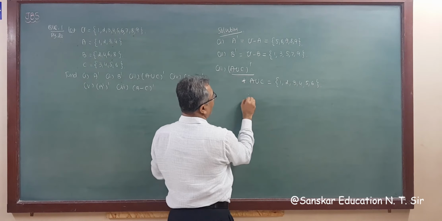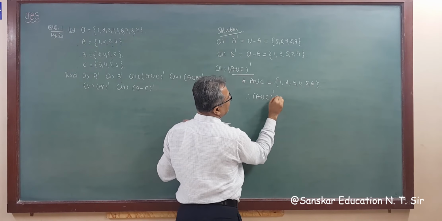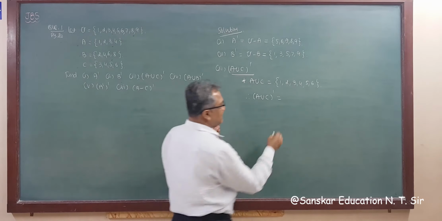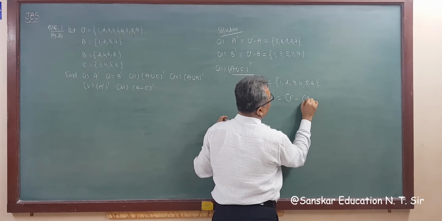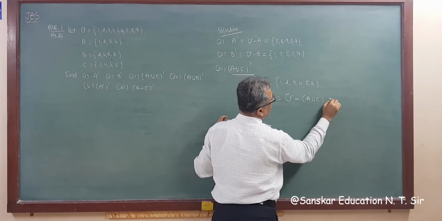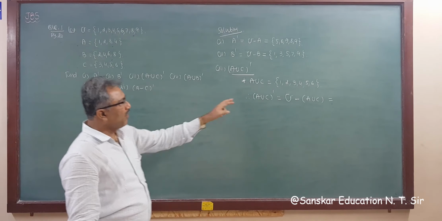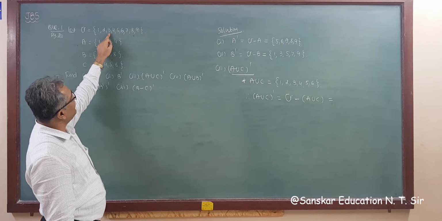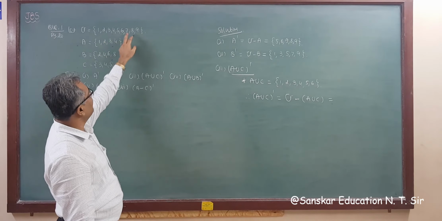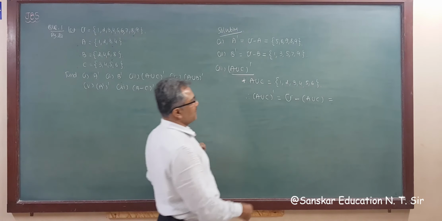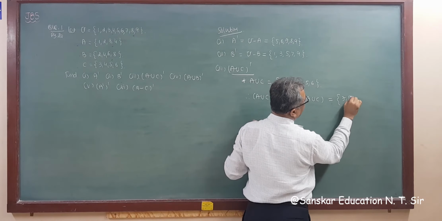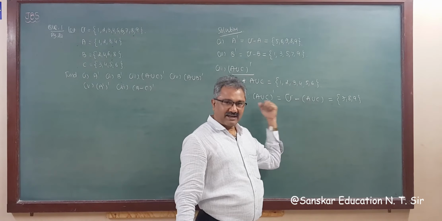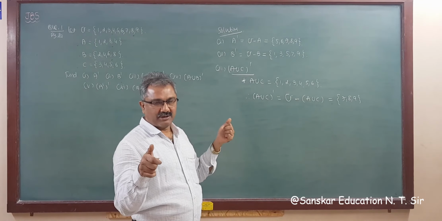So therefore A union C whole dash is equal to U minus A union C. That is the definition. So the answer will be, remove all elements of this A union C, that is 1 is there, 2 is there, 3 is there, 4, 5, 6. So only 7, 8 and 9. So the answer is 7, 8 and 9. That's why I am not writing this U and then separating this. I am writing directly from there. You got it? Any problem?